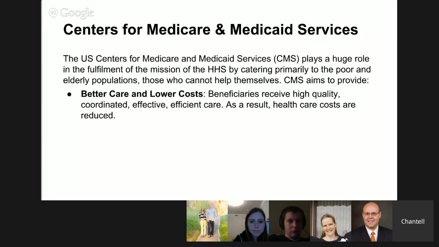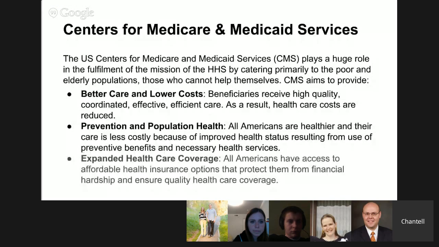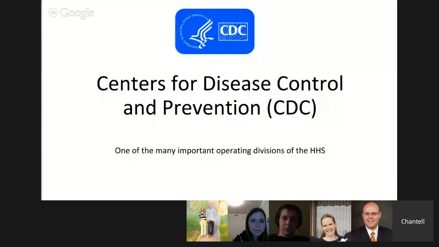So yeah, they do that by just making sure that they're receiving quality, coordinated, effective, efficient care, and that drives down the costs. They also focus on prevention and population health so that all Americans are healthier and their care is less costly because they're living a healthier lifestyle. And they also focus on expanded healthcare coverage so that all Americans have access to affordable healthcare options that protect them from financial hardships. There we go.